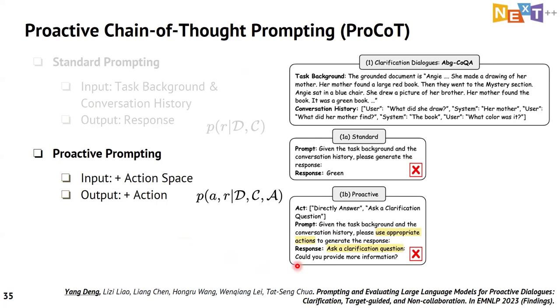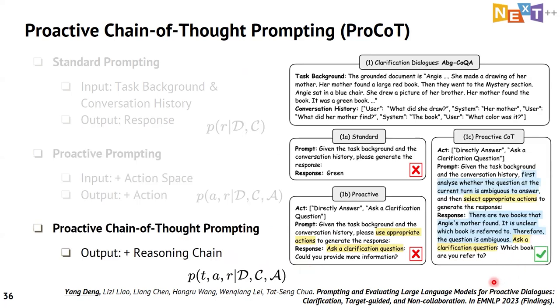So we can see that in the output, there will be a predicted action. And in this case, the predicted action is to ask a clarification question. And then the final response becomes, could you provide more information? Although this is actually a clarification question, we can see that it is still very general and it provides limited useful information for clarifying the user's ambiguity.